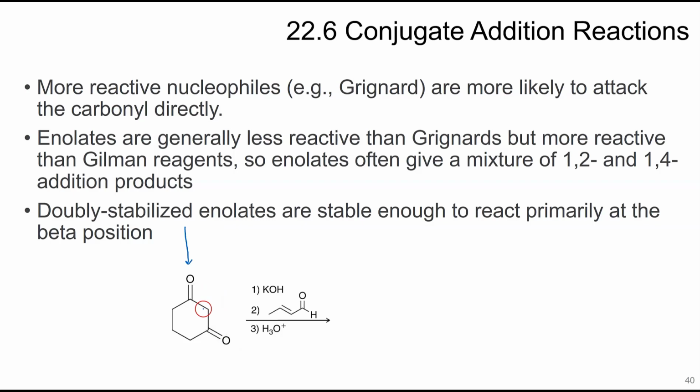So if I did a reaction here, the KOH is going to form the enolate at this position. The enolates here are going to attack at the 1,4 if it's doubly stabilized, so that's going to attack here. Throw a new bond, that's the 4, this is this bond. So that's what you would get there. So the conjugate addition at the 1,4 position. This is 1, 2, 3, 4.